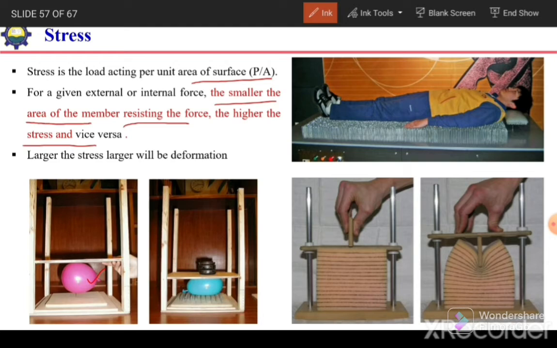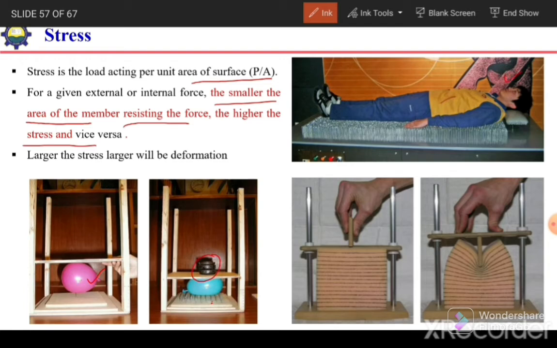So in that case, the resistive area is very small. Just under the application of a very small load, this will fail. The stress will reach its failure stress. But if we increase the contact area, the resistive area, by placing it on multiple nails, in that case it can resist a higher amount of load.